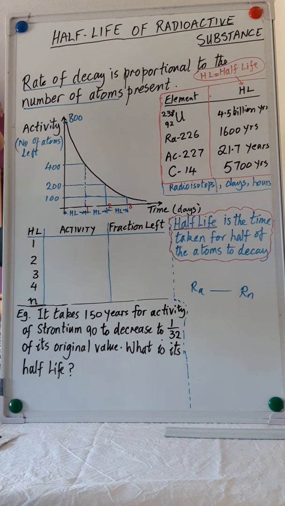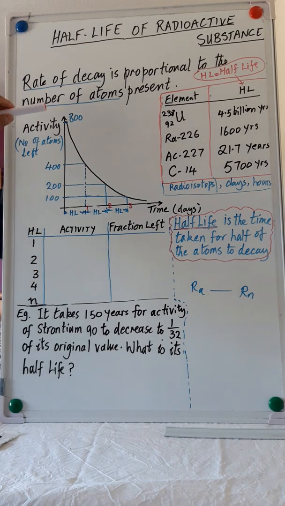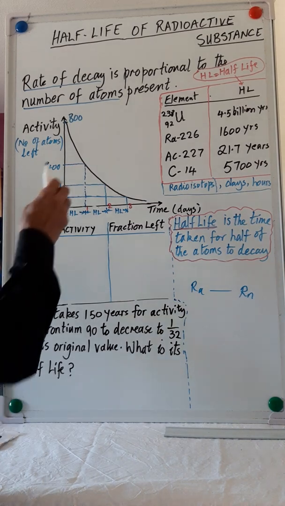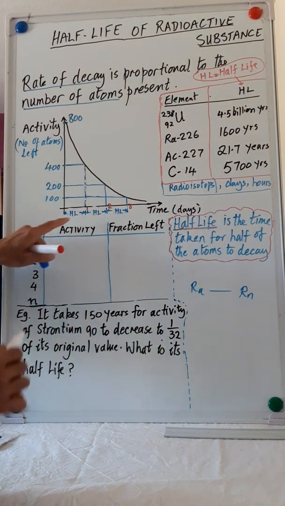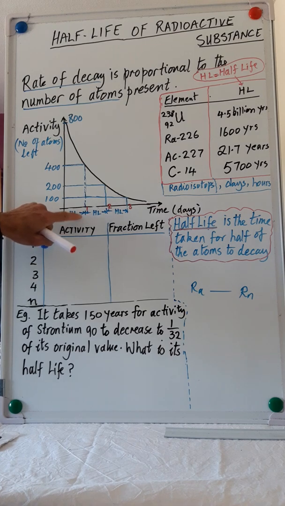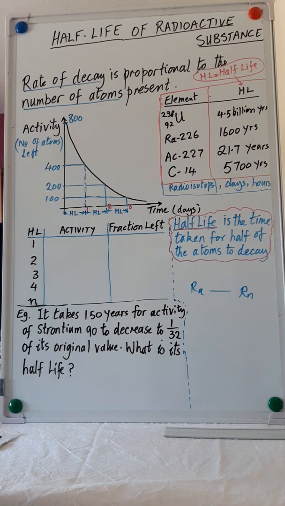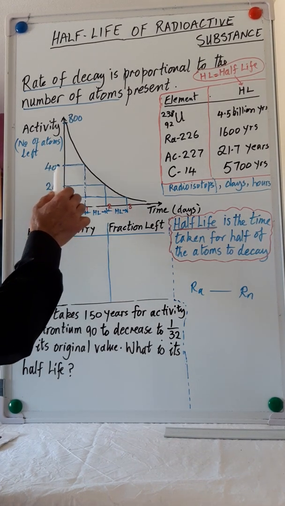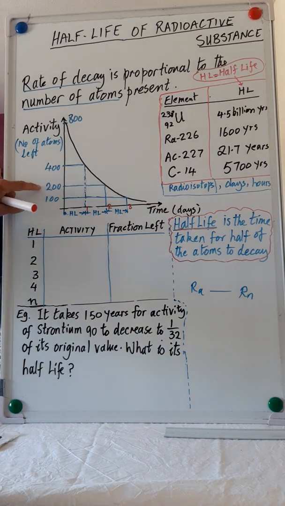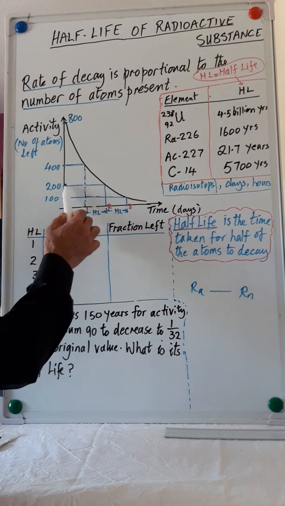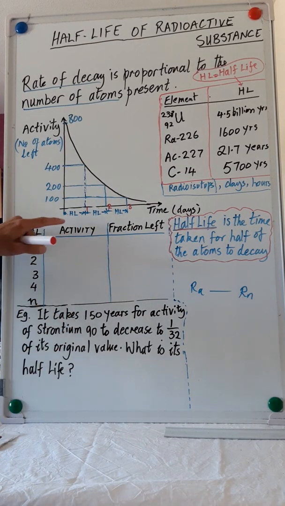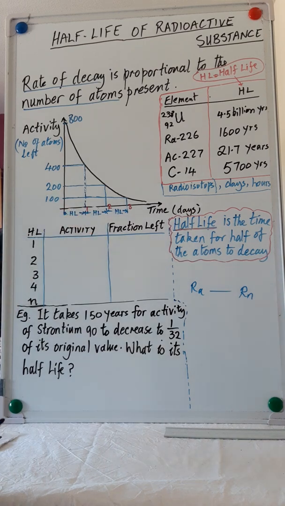Now, suppose there were 800 atoms to begin with. When the number of atoms comes to 400, that's half that amount. If we go across and find the time it takes, that is called one half-life. And half-life is given by the red letters. When the activity falls from 400 to 200, it's halved again, and this is another half-life. Okay, the amount of time taken for each half-life is exactly the same.